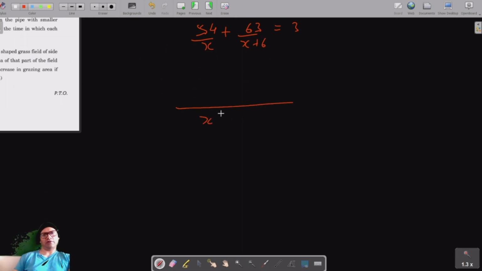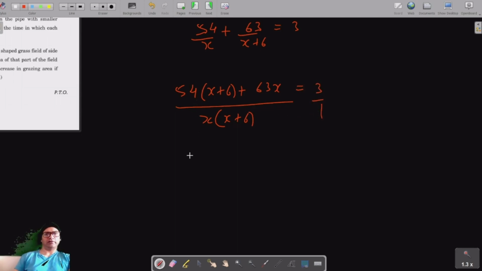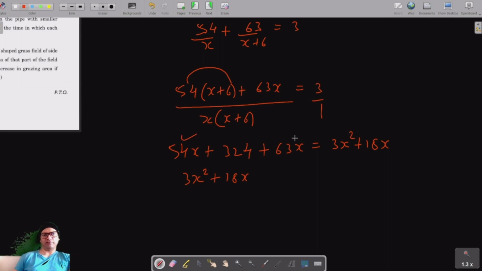Let's try to get a quadratic equation out of these. So it's x into x plus 6, which is 54 into x plus 6 plus 63x is equal to 3. Now this is 54 into x plus 54 into 6, which is 324, plus 63x, and this is equal to 3x squared plus 6x, which is 18x. This is 3x squared plus 18x, 54x plus 63x.